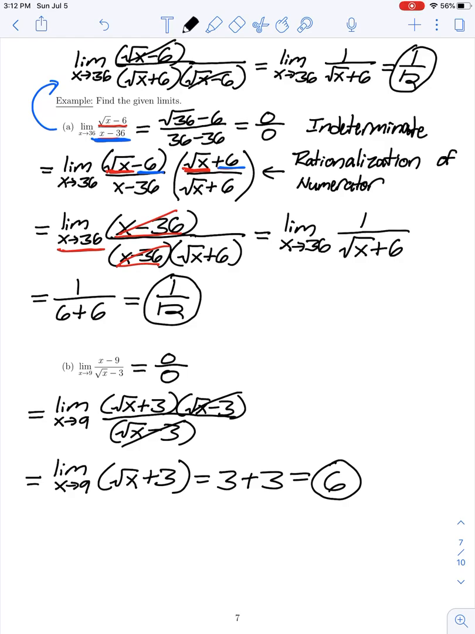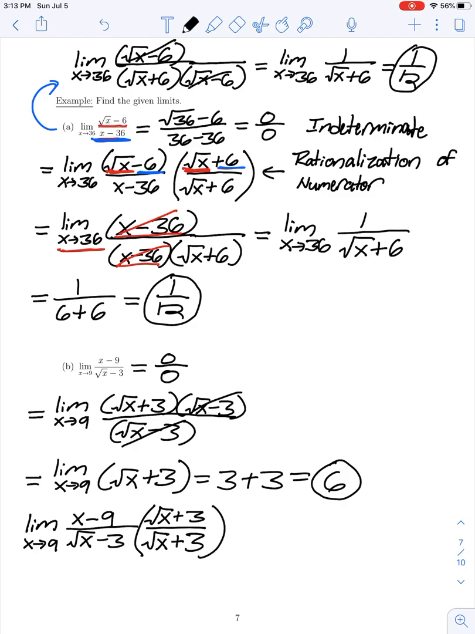Now another approach which we could use here would be rationalization of our denominator. So if we had the limit as x approaches 9 of x minus 9 over the square root of x minus 3, I could multiply my denominator by the square root of x plus 3. And if I multiply the denominator by that factor, I must also multiply the numerator by that same expression. So doing this, we have the limit as x approaches 9 of x minus 9 times the square root of x plus 3, and expanding the product of the square root of x minus 3 and the square root of x plus 3 in our denominator, we're left with x minus 9.